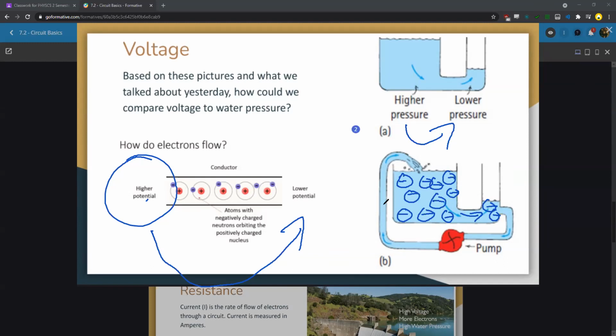In very simple electric circuits, your battery supplies that potential difference. The battery creates a potential difference. There are more electrons on one side, which means there's more electric potential on one side. And so the battery creates a flow of electricity.